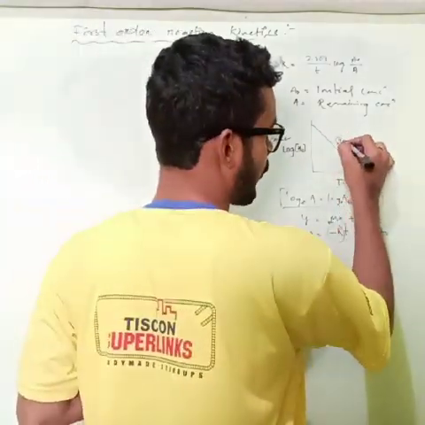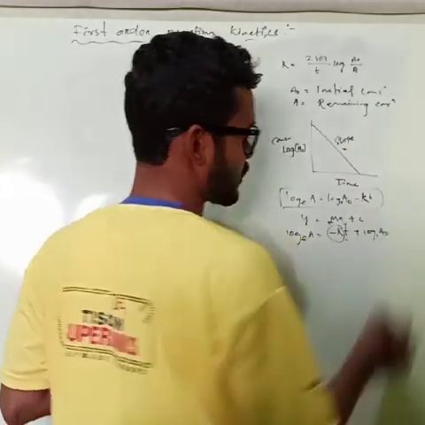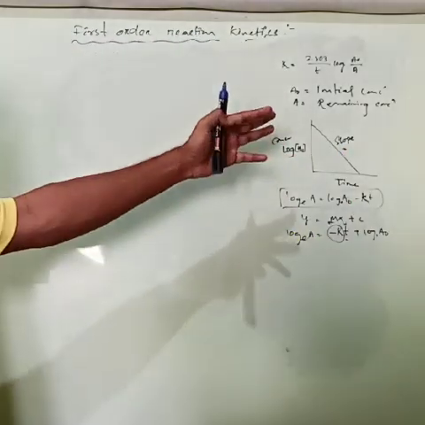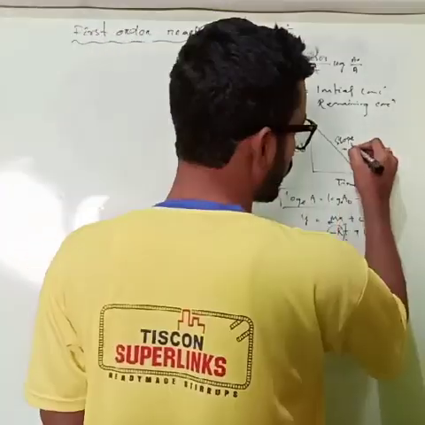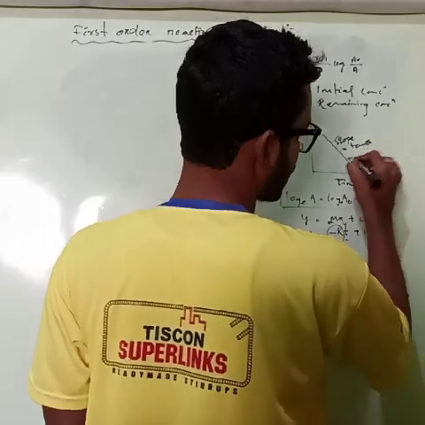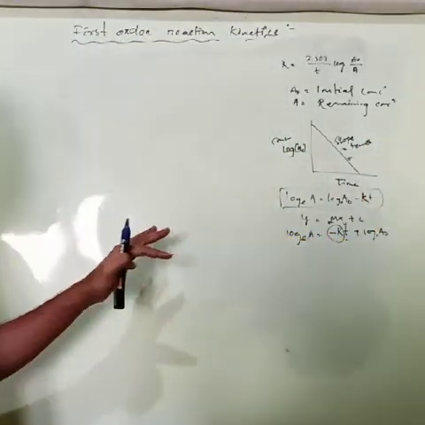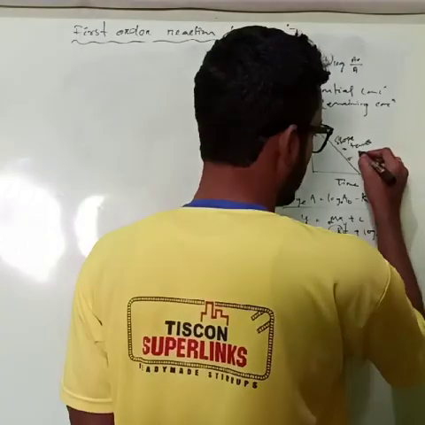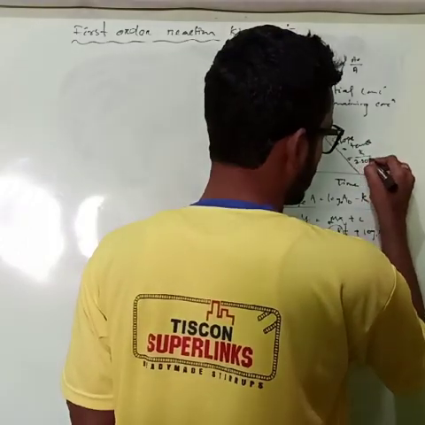The slope is nothing but tan theta. For this we know the tan theta. What will be the value? If you calculate, you will get k by 2.303.